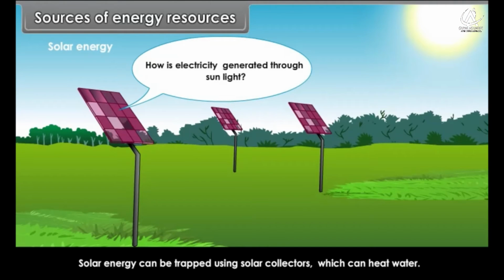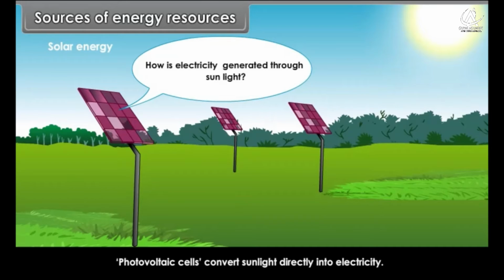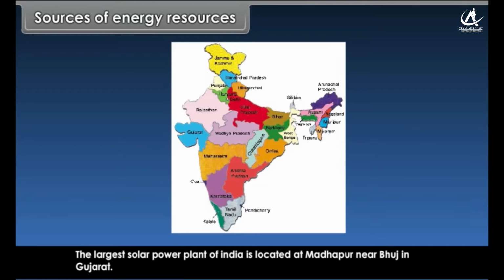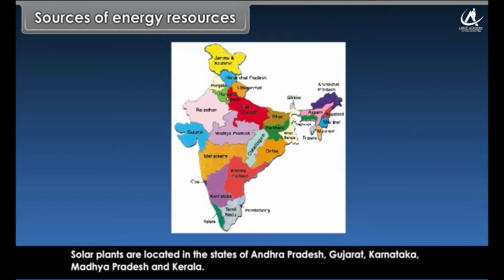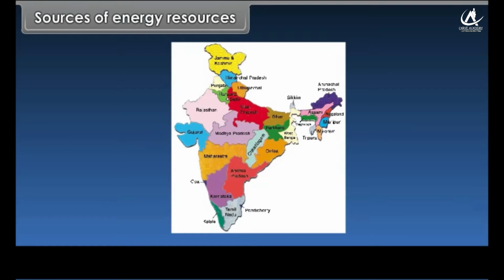Solar energy can be trapped using solar collectors which can heat water. Photovoltaic cells convert sunlight directly into electricity. The largest solar power plant of India is located at Madhapur near Bhuj in Gujarat. Solar plants are located in the states of Andhra Pradesh, Gujarat, Karnataka, Madhya Pradesh and Kerala.